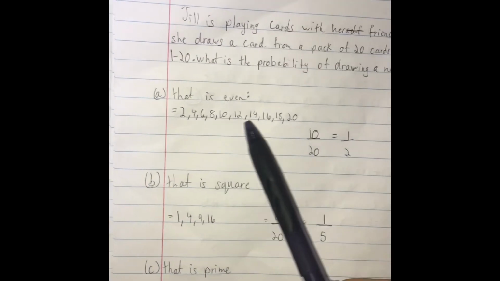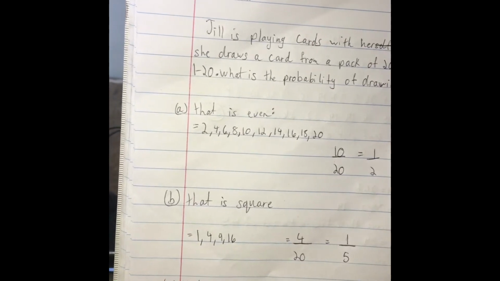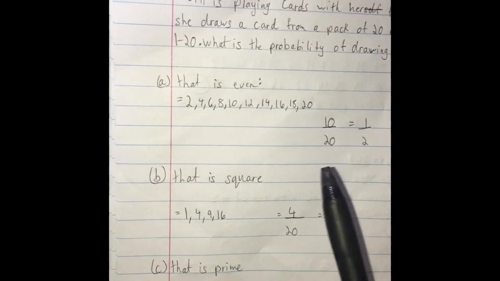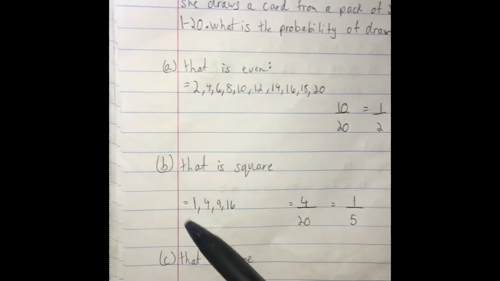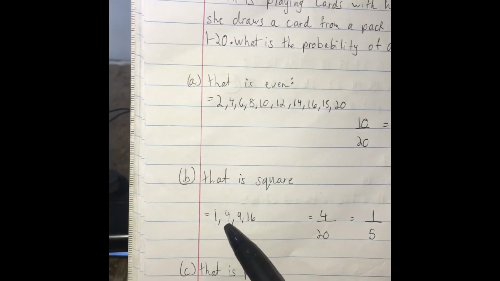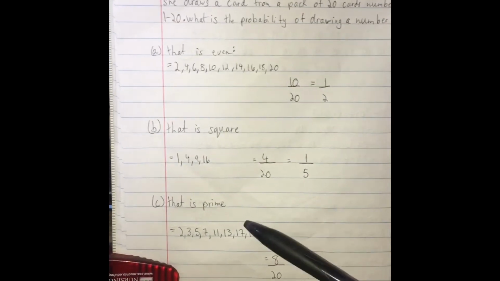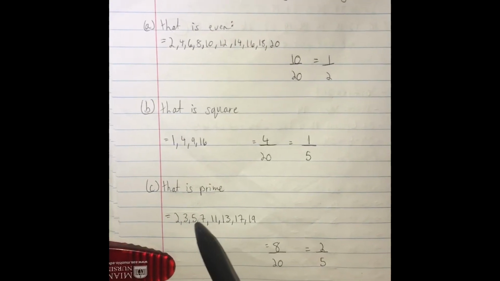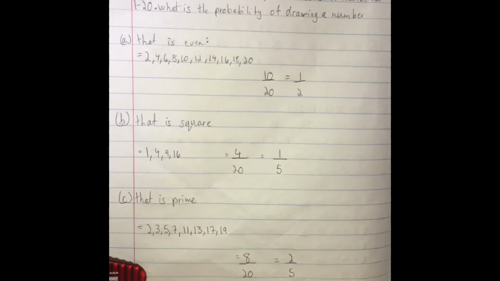Even numbers are numbers that end with 0, 2, 4, 6, or 8. Square numbers are numbers where you take a number and multiply it by itself to give you that square, which is 1. 1 times 1 gives you 1, or like 2 times 2, 3 times 3. A prime number is a number that is only divisible by 1 and itself. So you have 2, 3, 5, 7, 11, 13, 17, and 19.